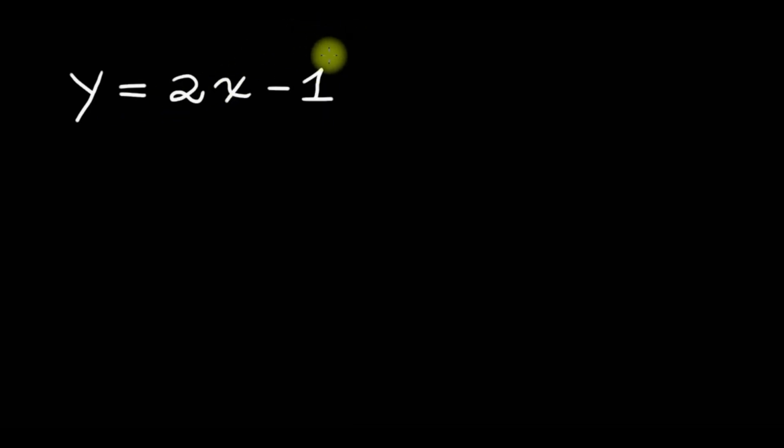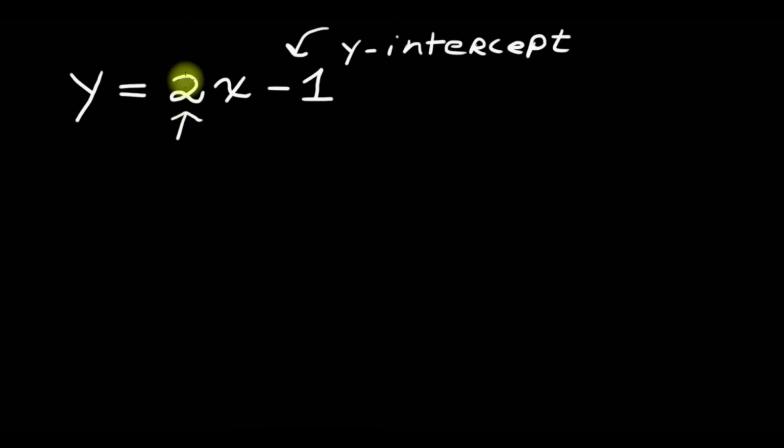Okay, because you have the y-intercept. This is your y-intercept. This is where it crosses the y-axis. And this is your slope, because it's y equals mx plus b. So the coefficient of x is your slope. This is called slope-intercept form. So I'm going to show you how to graph this using the y-intercept and the slope.